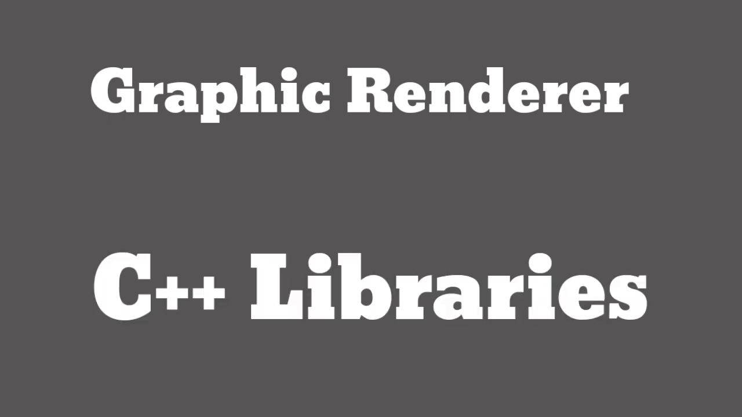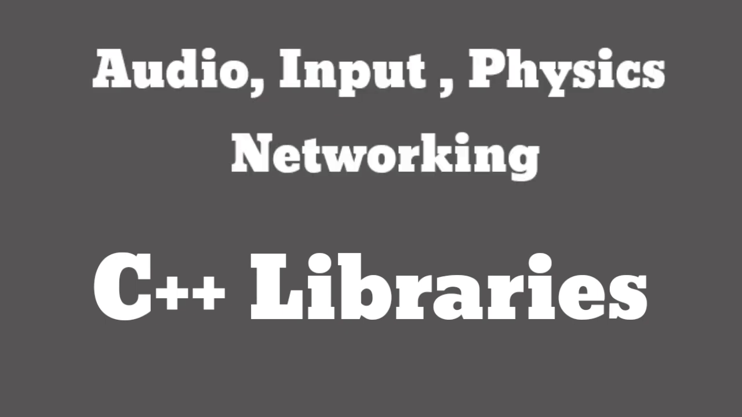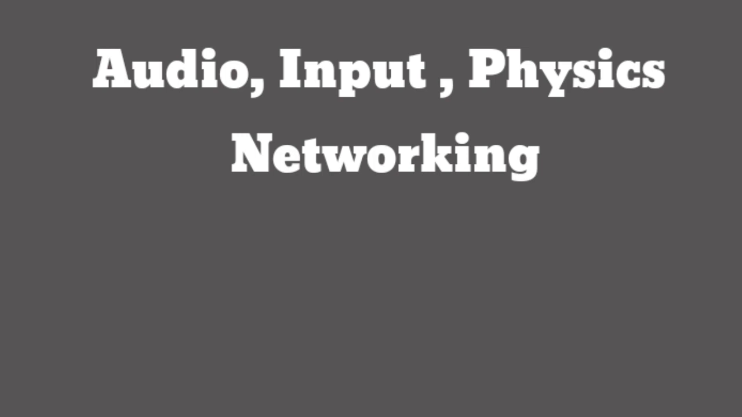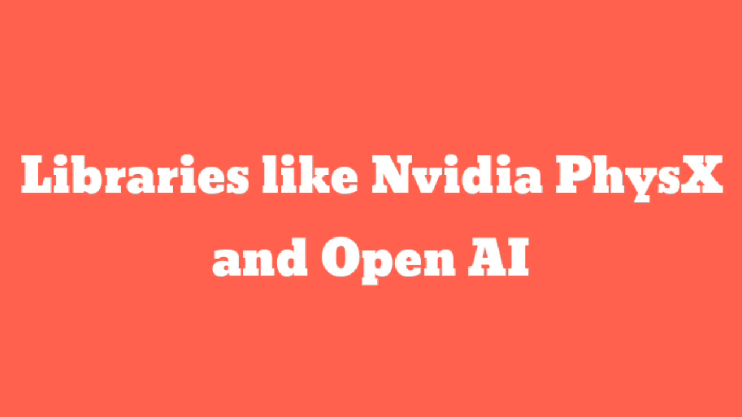With the graphic renderer, there will also be an integration of different required libraries, or C++ libraries. Now, the main libraries that are required in a game engine are audio, input, physics, networking, and more. Use of external libraries which are made by different people will also be added to the game engine, like Nvidia PhysX and the OpenAI library, and more.